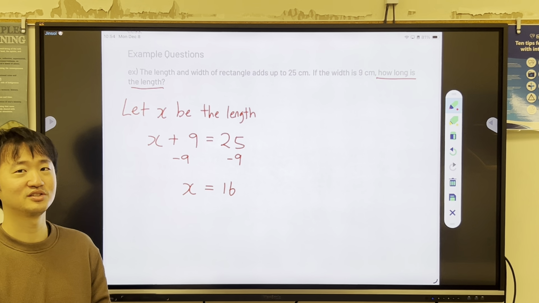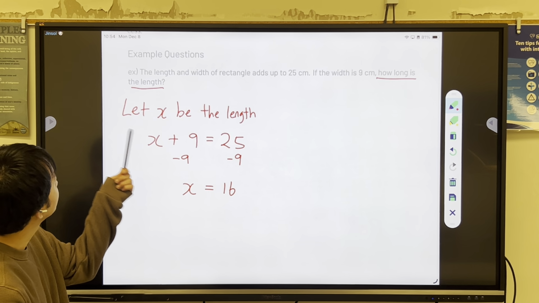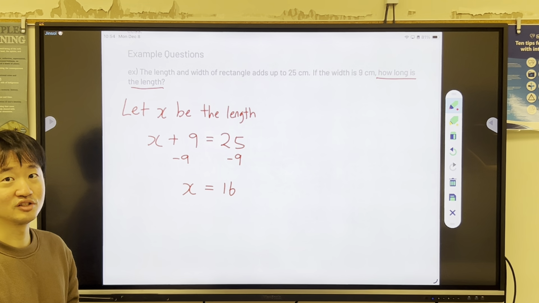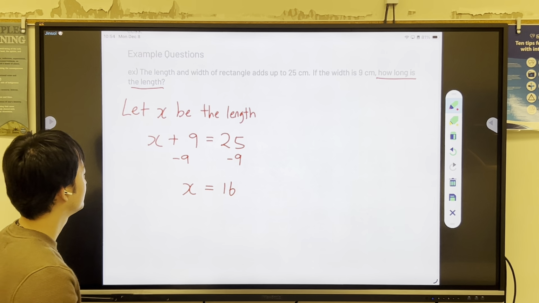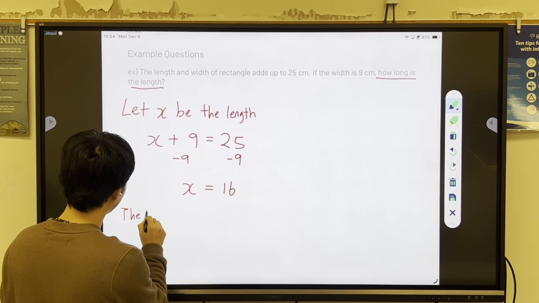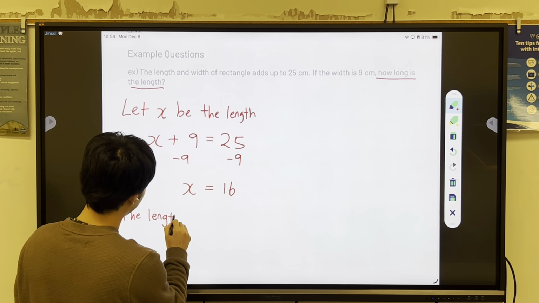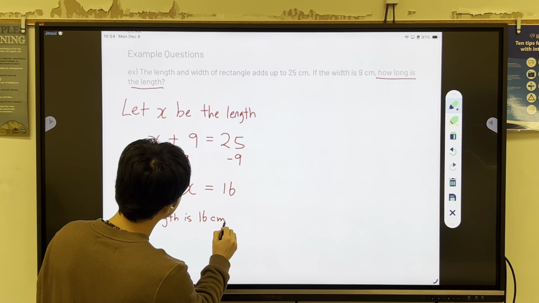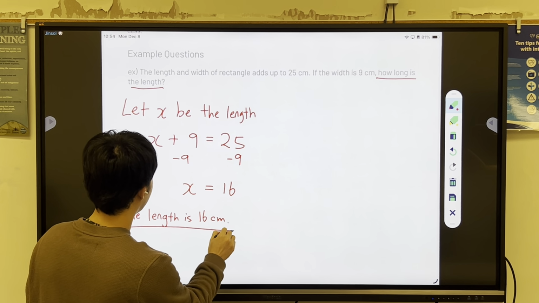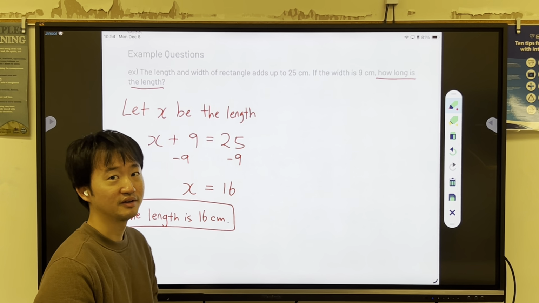Now the final step. The fifth step is to answer the problem. The problem says, how long is the length? So we need to answer in words. Remember, it's a word problem. You answer in words. The length is 16 centimeters, including the unit. That is going to be my final answer.